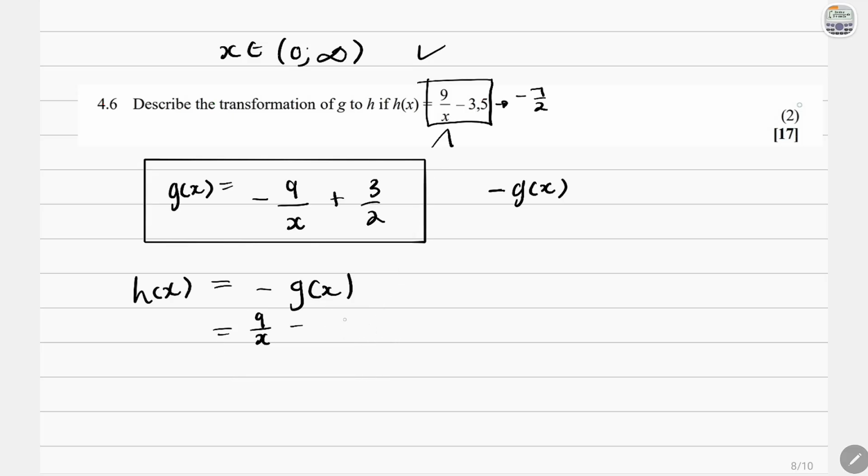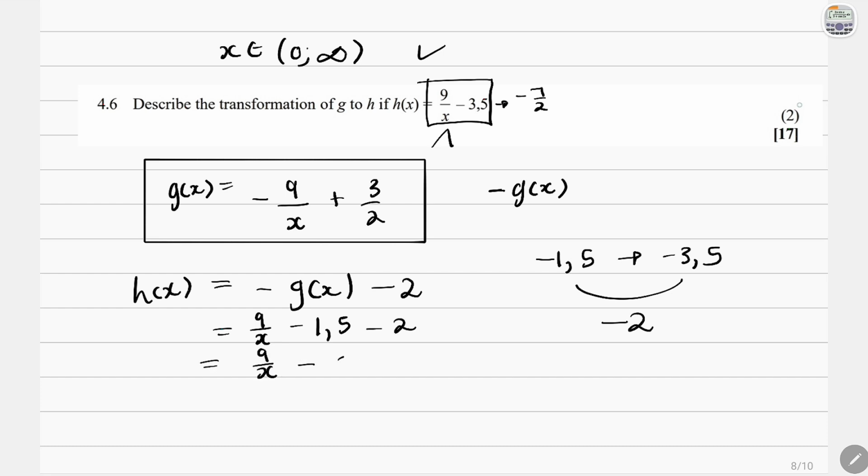This is actually 1.5, remember, 3 over 2. So negative 1.5. From negative 1.5 to negative 3.5, what did we do? You must have said minus 2. Negative 1.5 minus 2 is negative 3.5. So what they did to this graph to form h was say minus g of x and then minus 2. And then that's what created that. So minus 2. And now do you see we have 9 over x minus 3.5. And that's how we got to this graph of h.